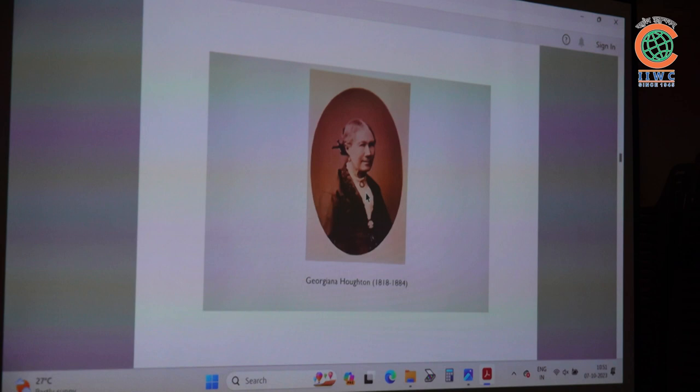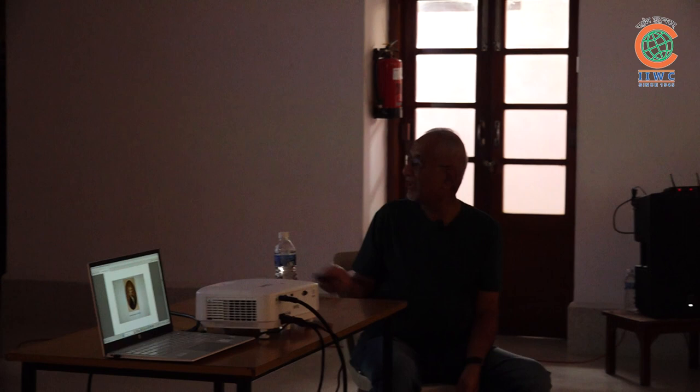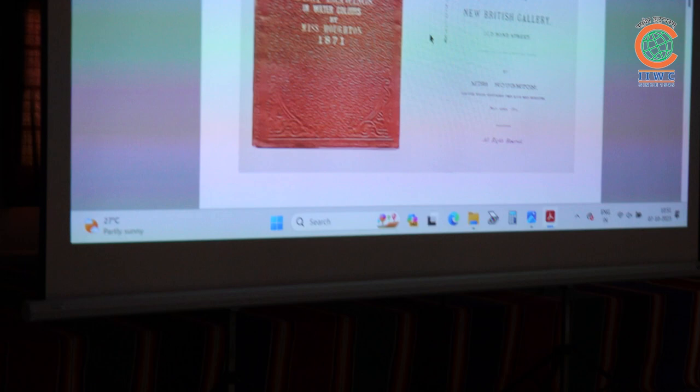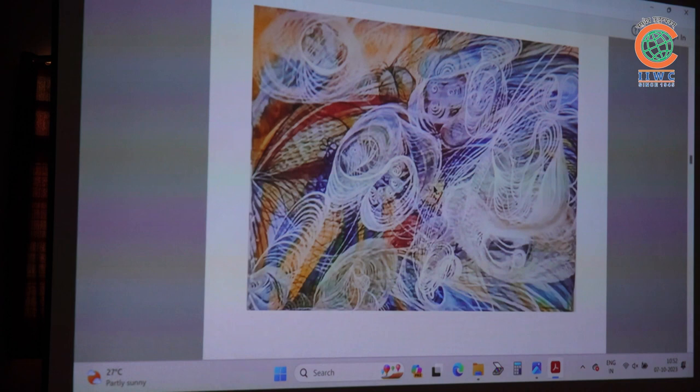But in the West, we didn't know. We were not in communication with them because they were somewhere. We didn't even have phone contact with them. But then you can see this lady had a catalog. She said, spirit drawings in watercolor, New British Gallery. So this is a catalog of that. And it says 1871. 1871 it was there.